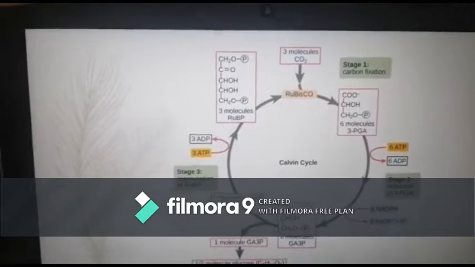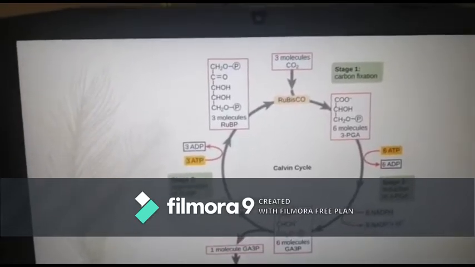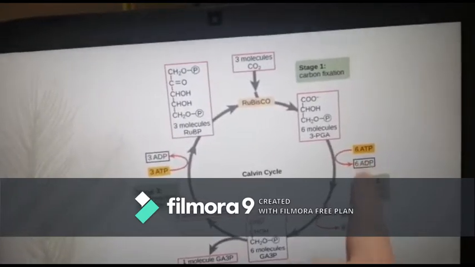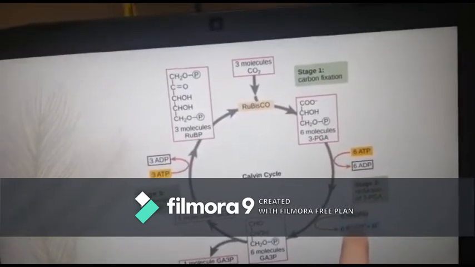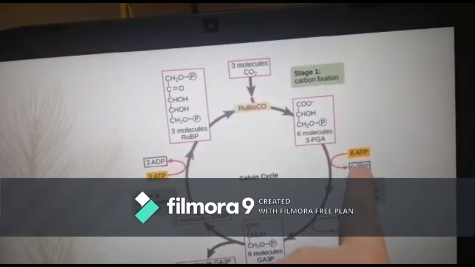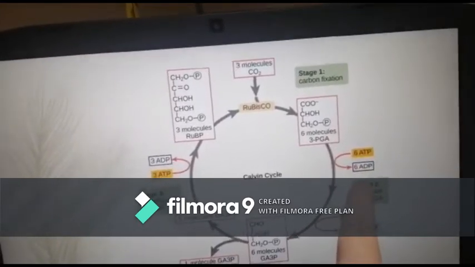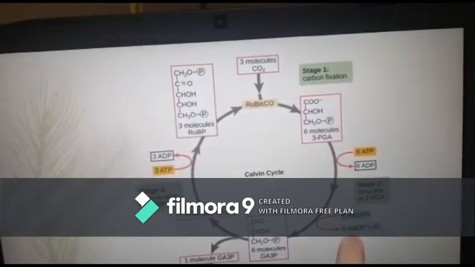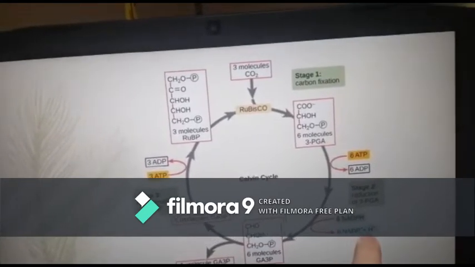6 molecules of both ATP and NADPH are used. We can see it right here. After they both give their electrons, they'll go back to their form before, which is 6 ADP, and this one will split into 6 NADP+ and H+.